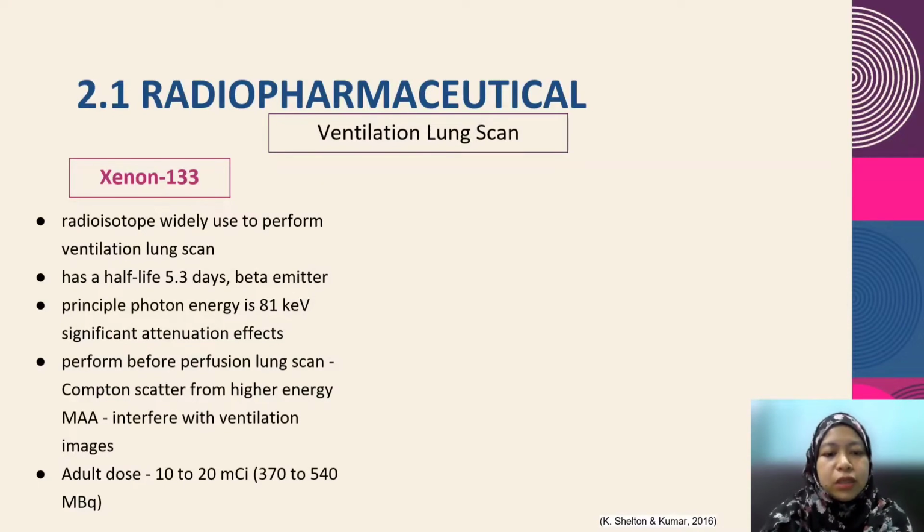It is a beta emitter. The principal photon energy is 81 keV, which has significant attenuation effects. It is normally performed before perfusion lung scan because the counter scatter from higher energy MAA, which is 140 keV, will interfere with the ventilation images. The usual dose is 10 to 20 millicurie, which is 370 to 550 megabecquerel.